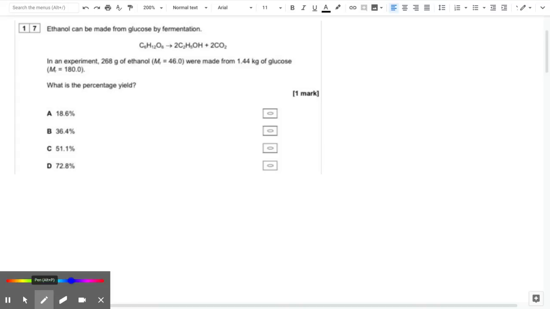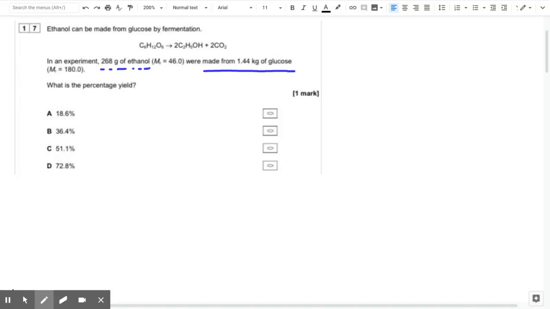Okay, so percentage yield question on this one. Got ethanol being made from glucose. We're given the two values within the equation. So we know we're starting with 1.44 kilograms of glucose, and we get made a certain mass of ethanol at the other side. So initially, we need to calculate the number of moles of glucose.